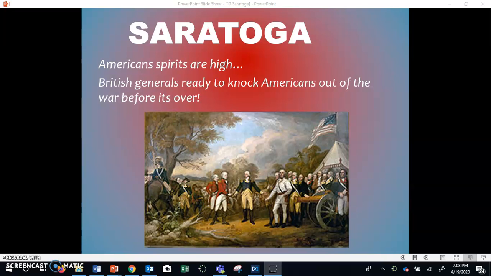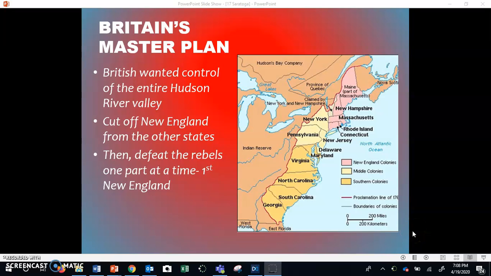So British generals were ready to knock Americans out of the war, and they wanted to end it for good. They could not believe they had just lost a battle to them, and they were ready for revenge. So Britain came up with this master plan.